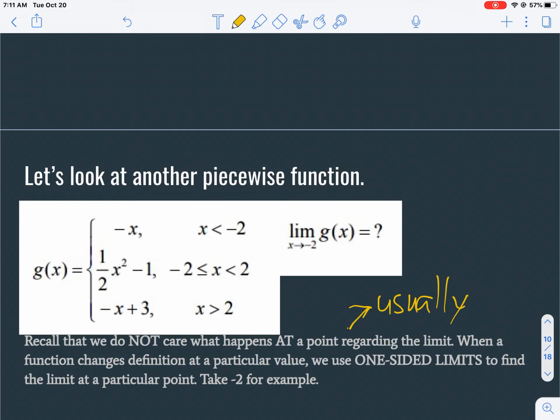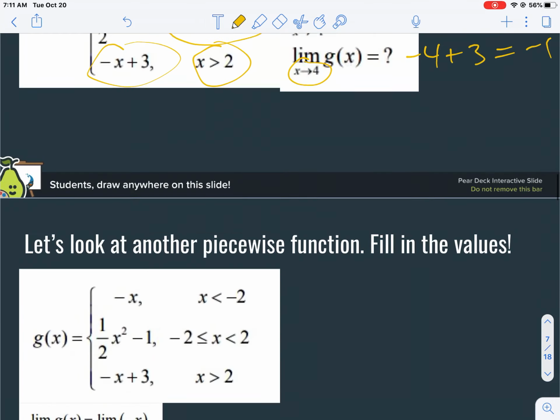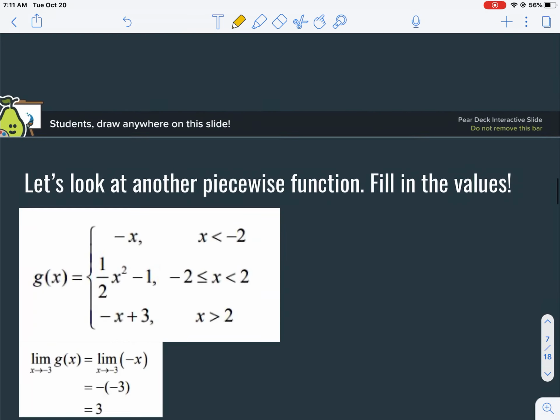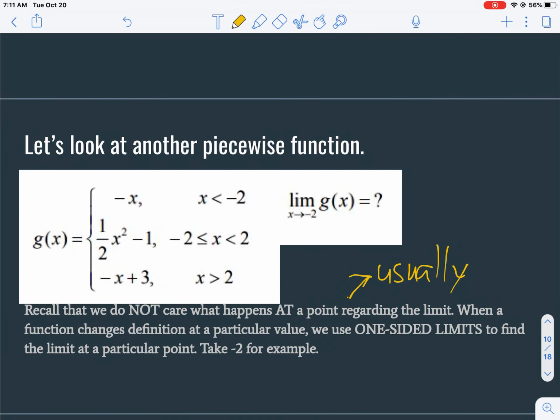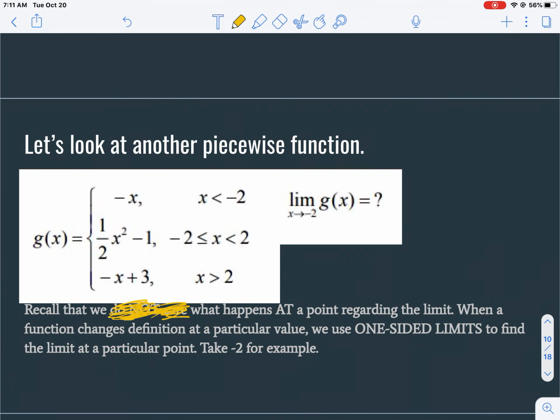Now, just a comment. I wrote, we do not care what happens at a point regarding the limit. Okay, that's not totally true, because in the last couple slides, we were looking at negative 3, at negative 4, and at 4. So we do care. I guess I should say, we sometimes aren't too worried about what happens at a particular point. We definitely care. So maybe I was a bit frustrated when I made that. I'm not sure.